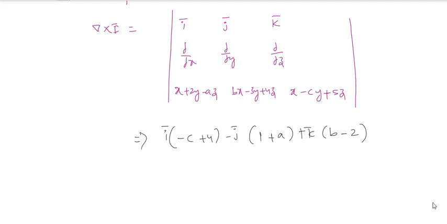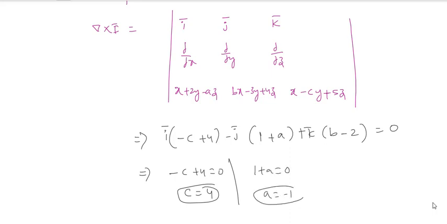Right, you have to make it equivalent to 0. So now if I make it equal to 0, what do you get? From this, minus c plus 4 is equivalent to 0, so c is equivalent to 4. Next, from this, 1 plus a is equivalent to 0, so a is equivalent to minus 1. Then similarly, b minus 2 is equal to 0, so b is 2. So these are the a value, b value and c value.